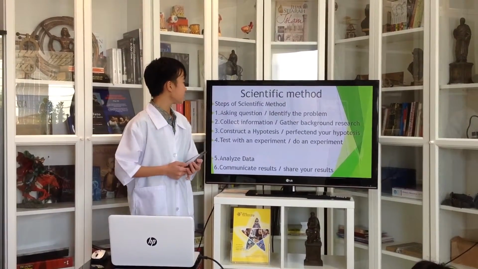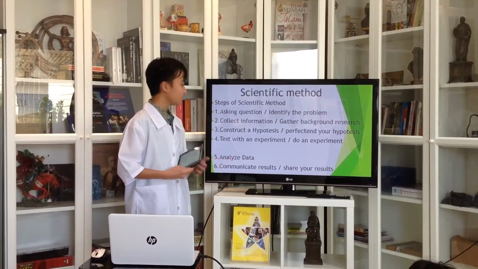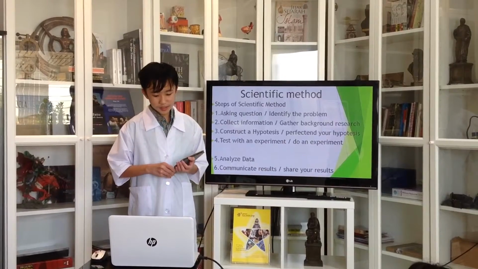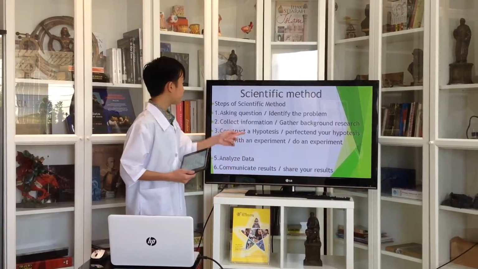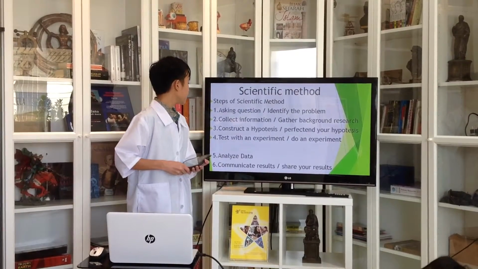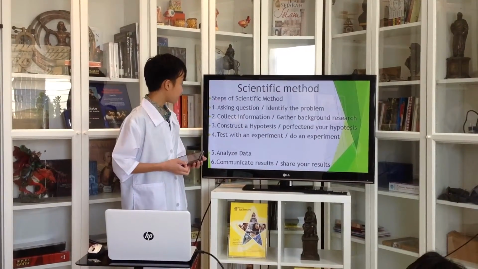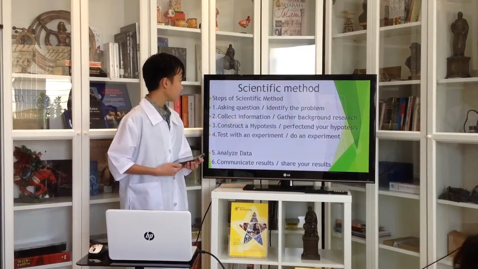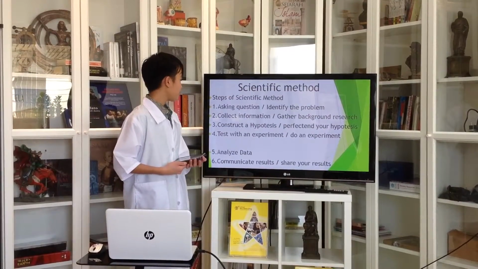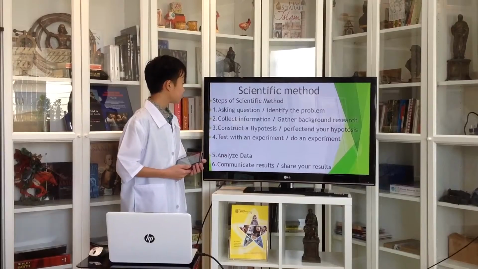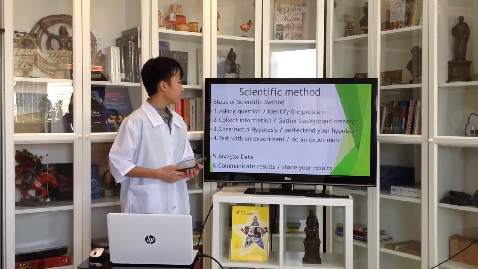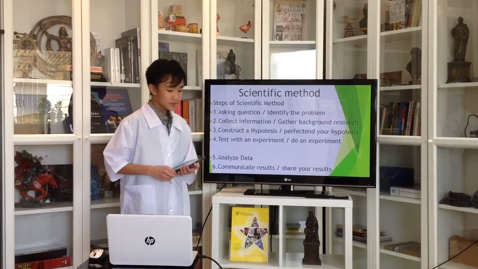There are 7 steps of the scientific method. The first step is about asking questions or identifying the problem that you are researching. The second step of the scientific method is about collecting information or gathering background research. The third step is constructing your hypothesis.